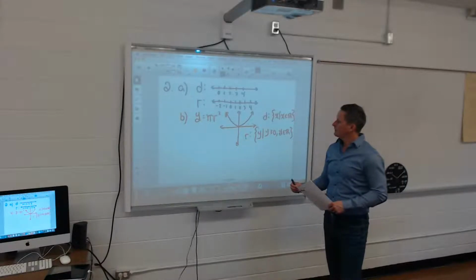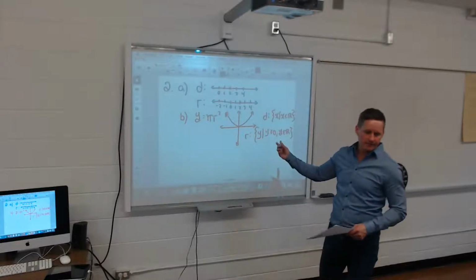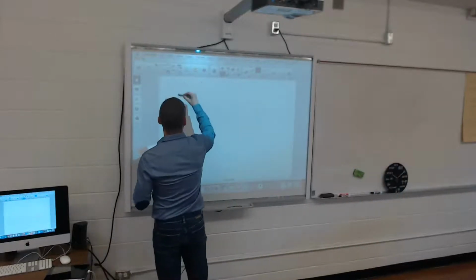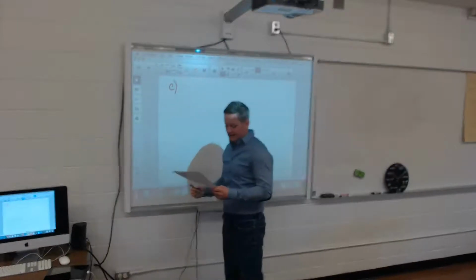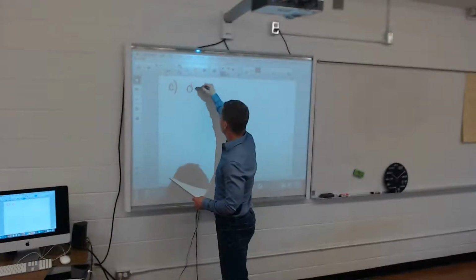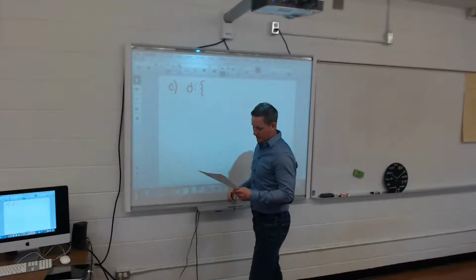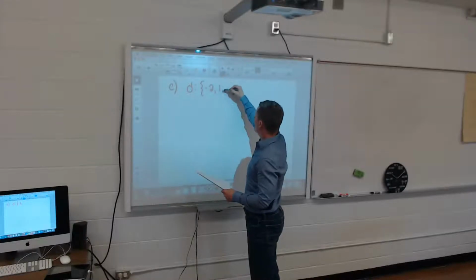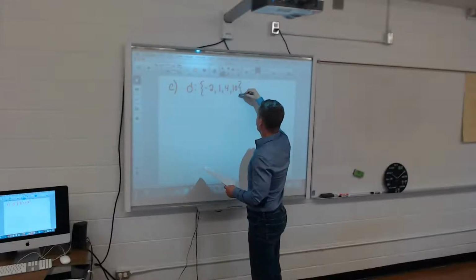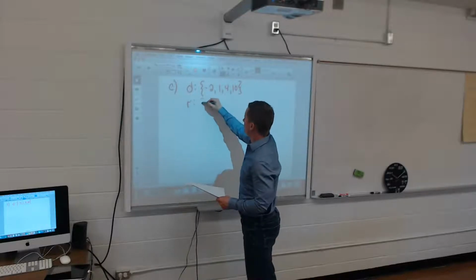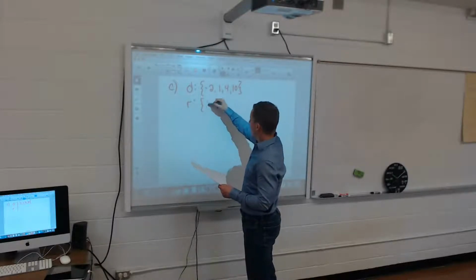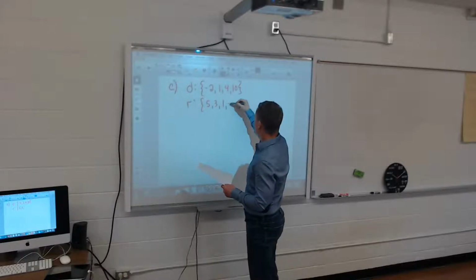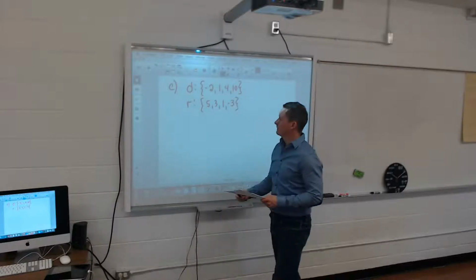You remember doing this, Avery? Yeah. Okay. And then finally in C, it wants you to list out the domain and range. So you just put a squiggly bracket and list all your x values: -2, 1, 4, and 10. My range: 5, 3, 1, -3. There we have it.